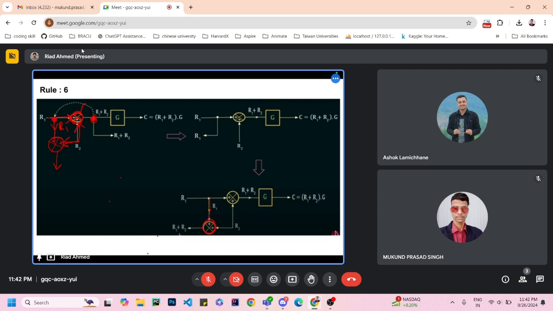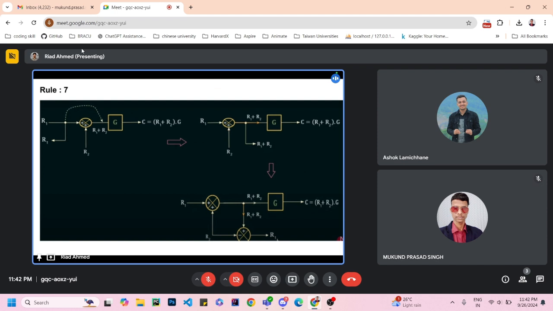So if you shift a signal from the right side of the summing point to the left side of the summing point, then you should add another summing point, and this summing point will have two inputs and the same sign that the original summing point was having. So this is rule number 6. And rule number 7 is the opposite.